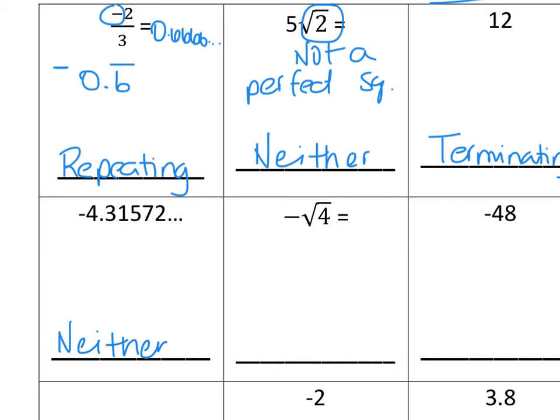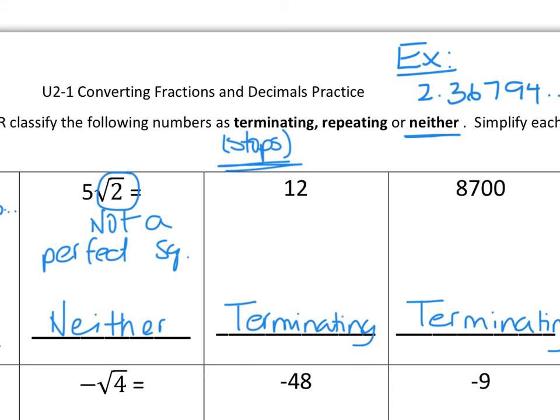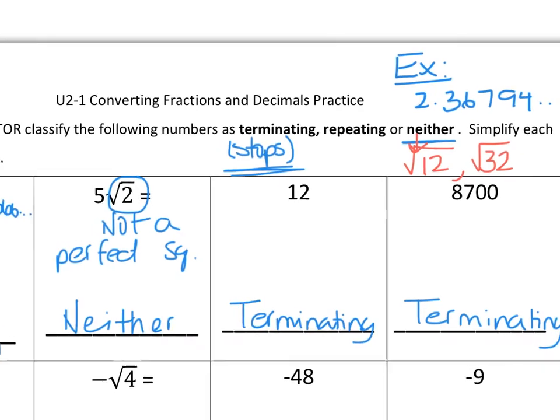So one thing I do want to note, and maybe we can put that up here with our neither category, if it falls in the neither category, that's usually the square root of non-perfect squares, like the square root of 12 or the square root of 32. They don't fall on our list of perfect squares, so therefore they're not terminating, they're not repeating, they would fall under the neither category.